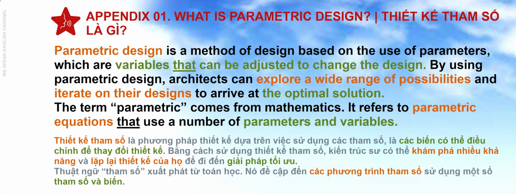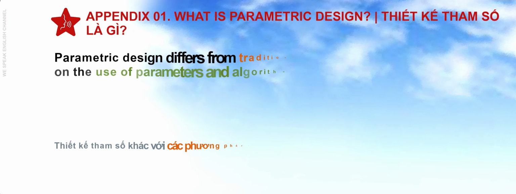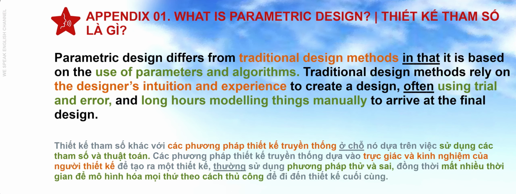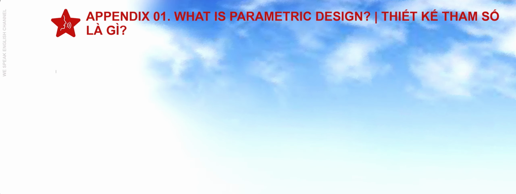The term parametric comes from mathematics. It refers to parametric equations that use a number of parameters and variables. Parametric design differs from traditional design methods in that it is based on the use of parameters and algorithms. Traditional design methods rely on the designer's intuition and experience to create a design, often using trial and error and long hours modeling things manually to arrive at the final design.